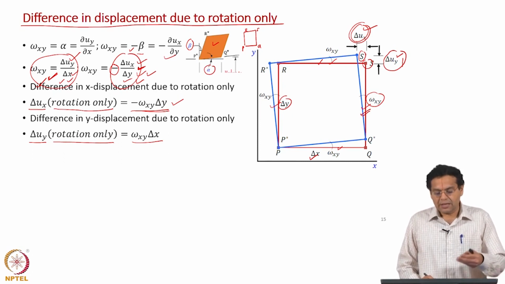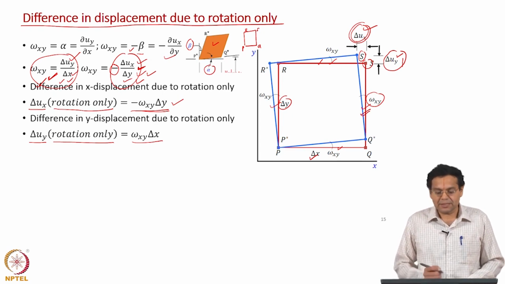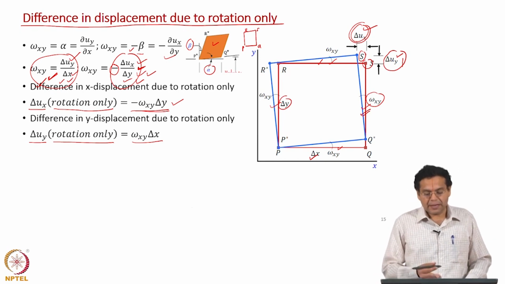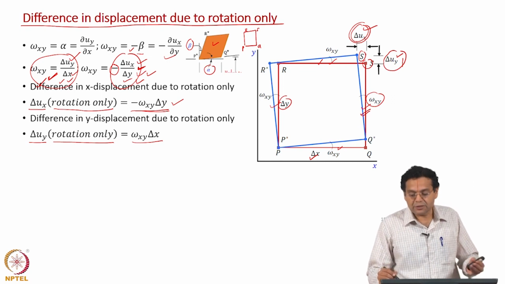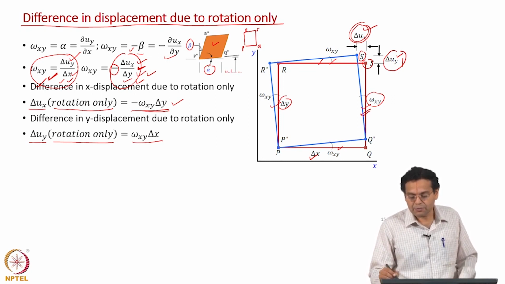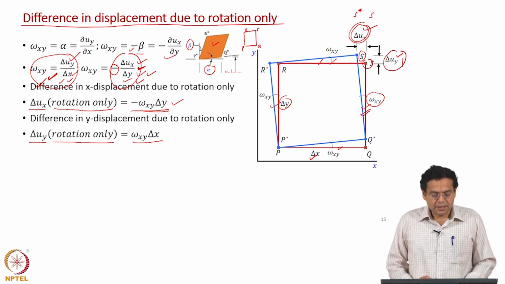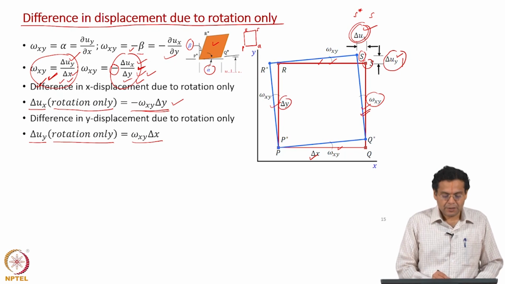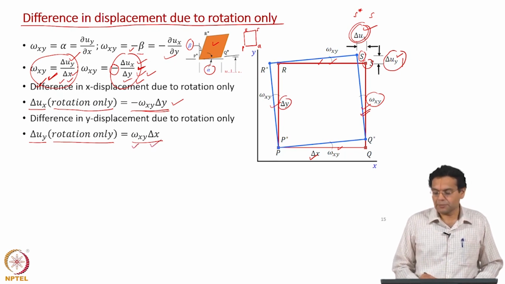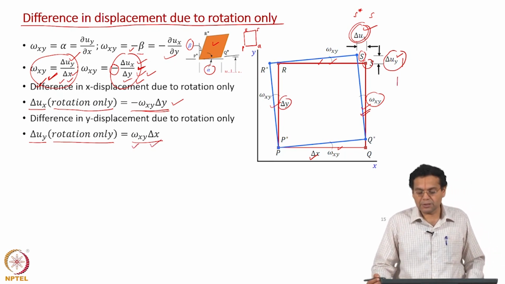In fact, we wrote the negative sign taking into account the x displacement, just as a quick cross check, omega xy is positive and delta y is anyway positive. So, if you substitute, the difference will be negative, which is in line with our movement of S to S star along the negative x axis. Now, of course, for the difference in y displacement, that is very clear, omega xy is positive, delta x is positive, and S moves along the positive y axis.